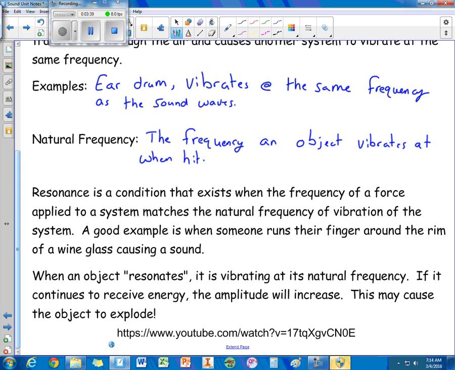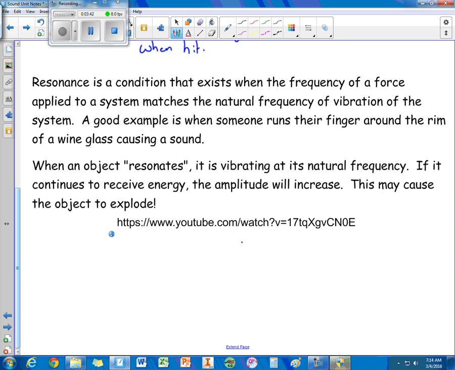Now this leads us to something called resonance. This is a condition that exists when the frequency of a force applied to a system matches the natural frequency. The object will begin to vibrate at its natural frequency, and if you continue to give that energy at the same frequency, the object will begin to vibrate more and more violently. So when an object resonates, it's vibrating at its natural frequency, and if it continues to receive that energy, its amplitude increases more and more. This could potentially cause the object to explode.